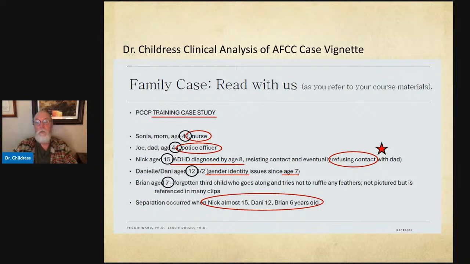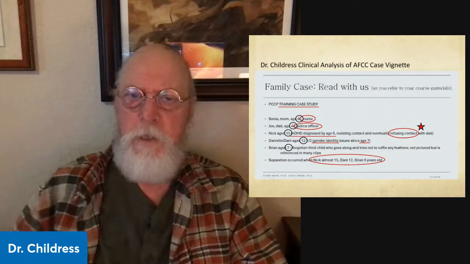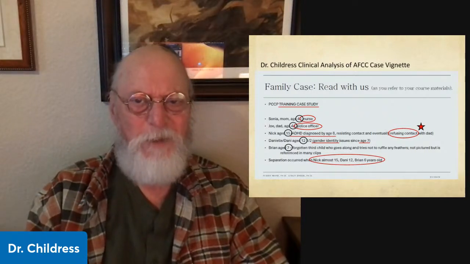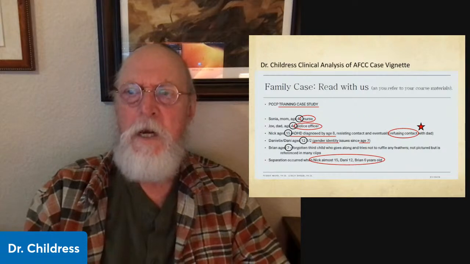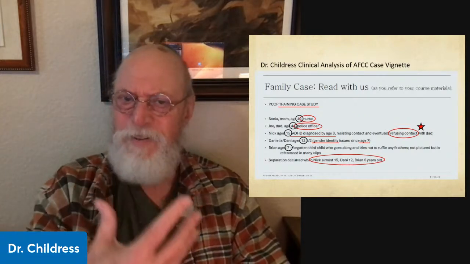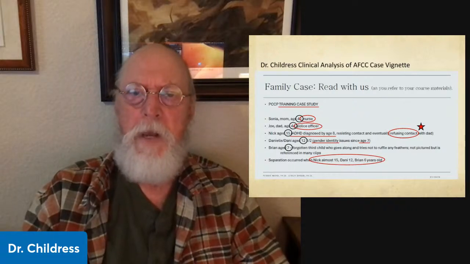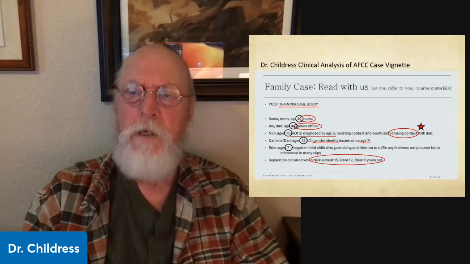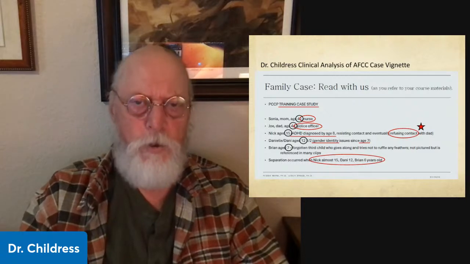Then the middle child is 12. She's just going into adolescence, and she has had gender identity issues since about the age of 8, which is interesting. You typically don't see gender identity issues in a 7-, 8-, or 9-year-old. That's an unusual presentation. It's notable that she has not entered puberty yet. And there's a whole bunch of family dynamics we'll get into around this discussion. But that's an unusual presentation.